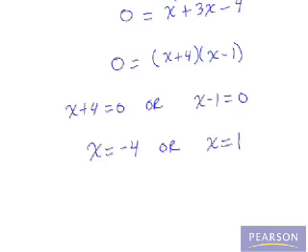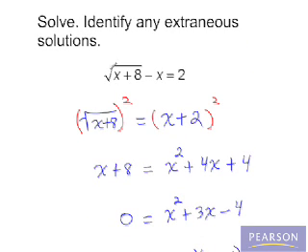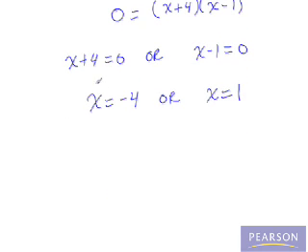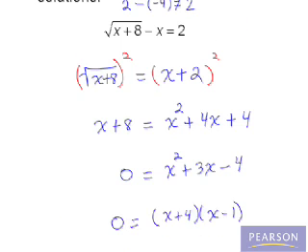So let's let x equal negative 4 in the original problem. Negative 4 plus 8 is positive 4. Square root of positive 4 gives us a positive 2. And what is 2 minus x, where x was negative 4? That does not equal 2. So negative 4 is an extraneous solution. It is out.